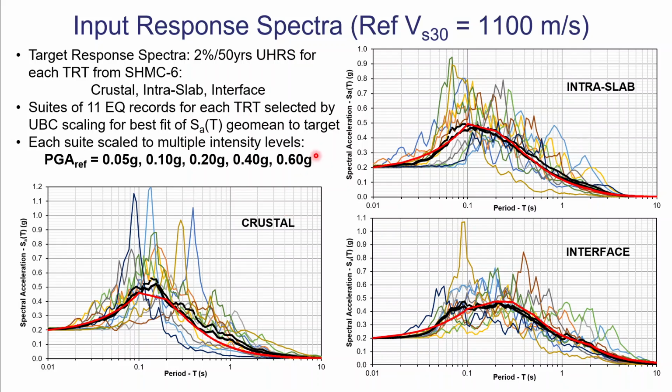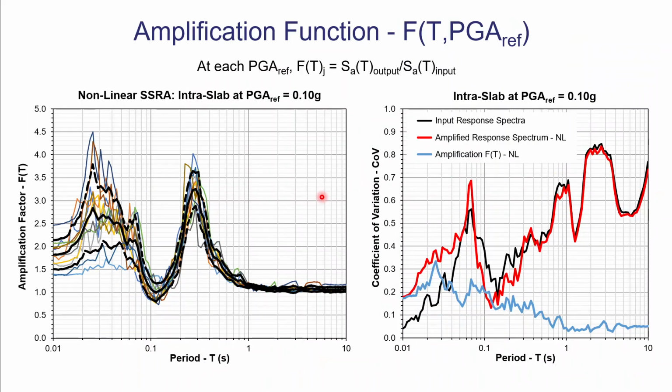And then when they gave us those time histories, we scaled each suite to these 5 different PGA levels. So 0.05G, 0.1G, 0.2, 0.4, and 0.6G. Okay. This is just an example here of what it looks like for the time histories all scaled to 0.2G for the 3 different source types. So no spectral matching, just scaling.